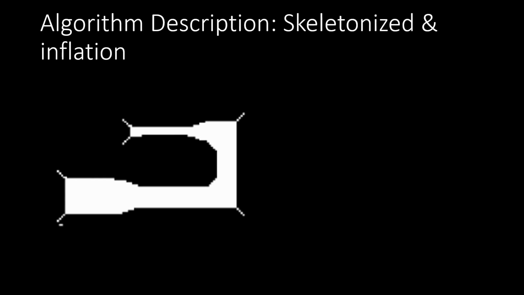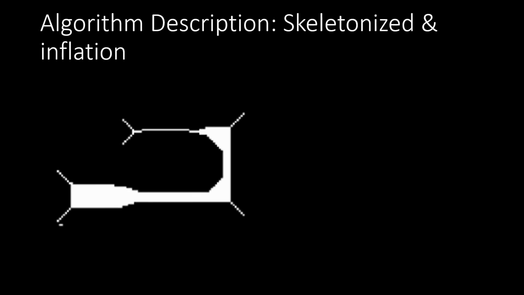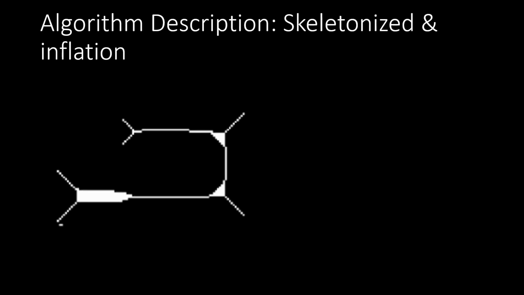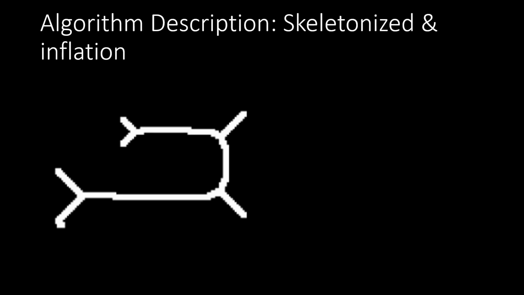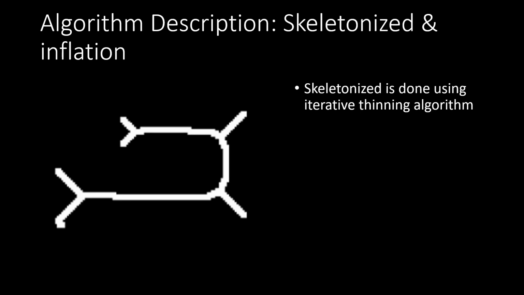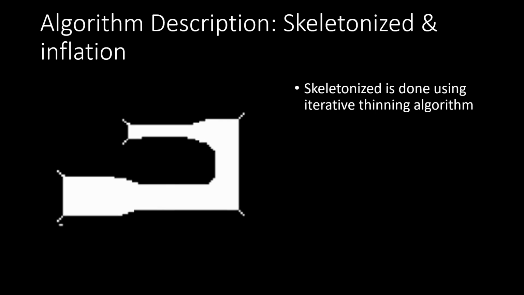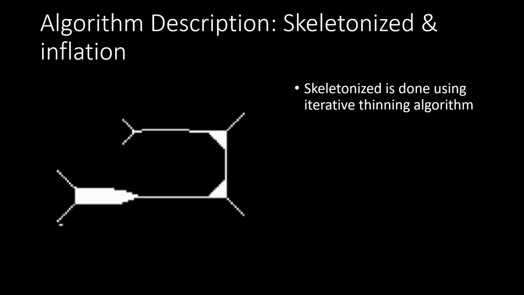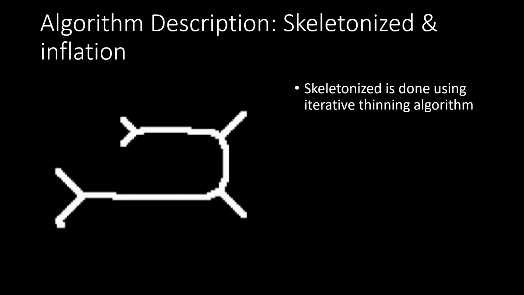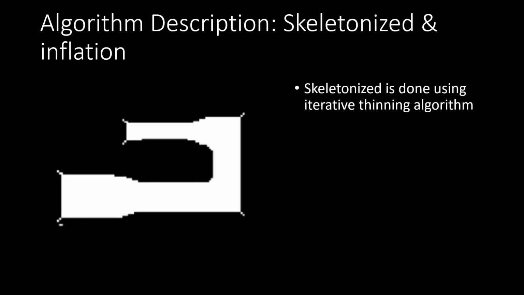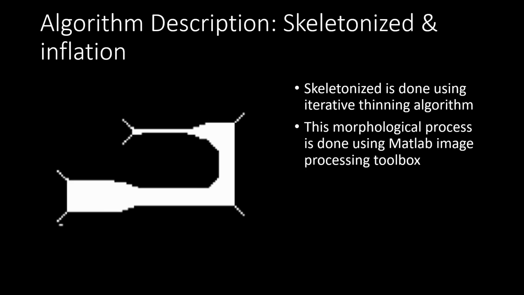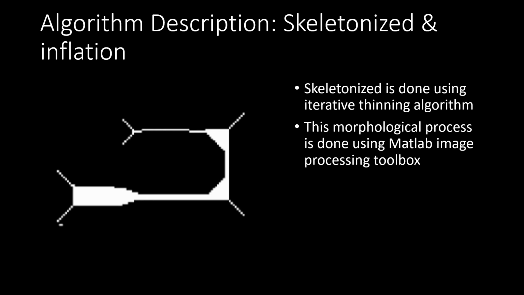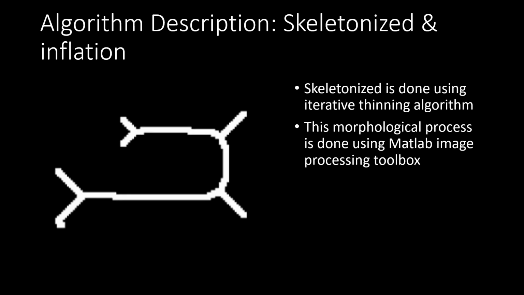Okay, now let's take a look at the detailed description of our algorithm. For the skeletonization and inflation process, the skeletonization is done using the iterative thinning algorithm. As you can see on the left side, this is the thinning process that is used to generate the medial axis. This morphological process is done using the MATLAB image processing toolbox.